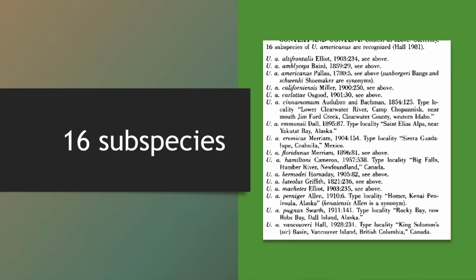There are 16 subspecies of black bears. We won't go into any detail on those, but do be aware that many species that have large distributions may also have quite a few different subspecies.